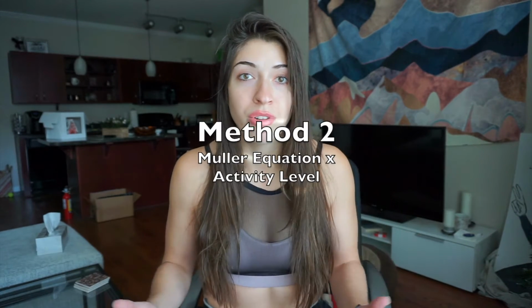The second way you can do it, and probably or definitely a more accurate way to do it, is using the Muller Equation. You can just search it on Google, Muller Equation, and you'll need your age, sex, body fat, and lean body mass. Those are all of the main factors that make up your metabolic rate. So it uses all of those different factors and an activity level. You'll multiply the number you get from the Muller equation by an activity level, and that is your estimated or calculated BMR, your maintenance calories.